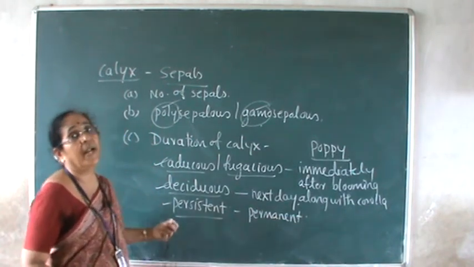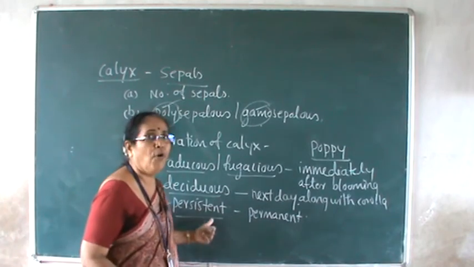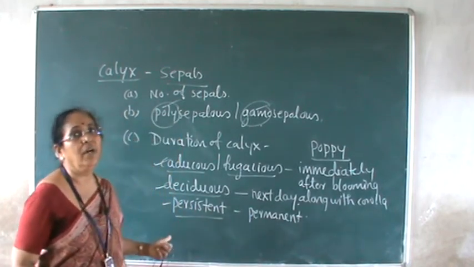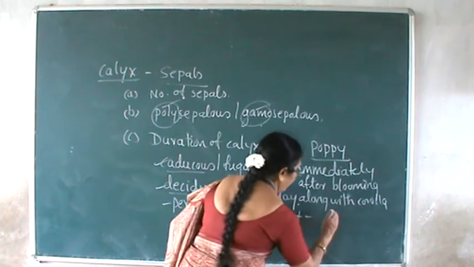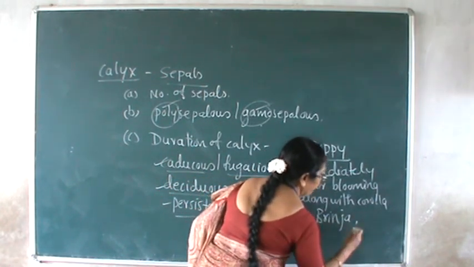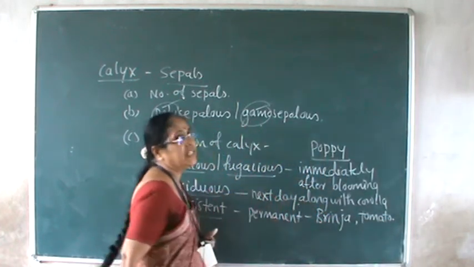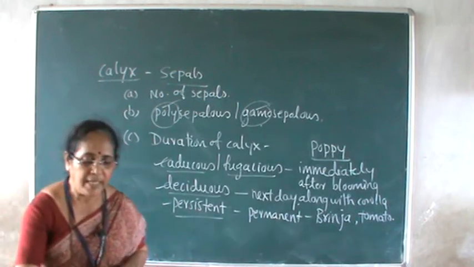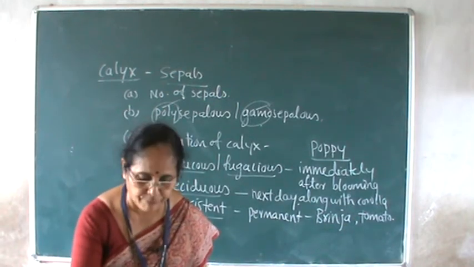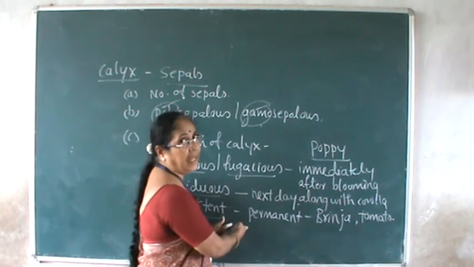A lot of examples you will get: tomato, brinjal, chili. They are all examples for the persistent nature of the calyx. Here, the brinjal is a common example. All of you have seen brinjal. Tomato is also an example for having persistent calyx. The calyx remains permanently along with the ripe fruit. Tomato kuda calyx irtade. So that is the permanent type of calyx.